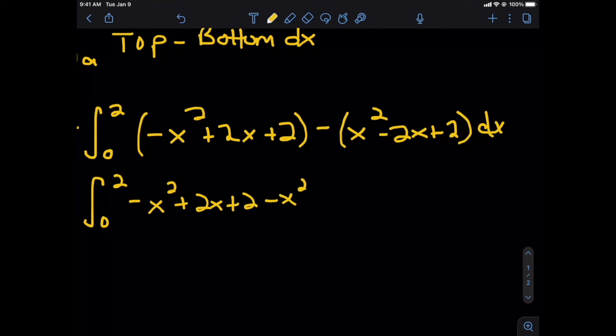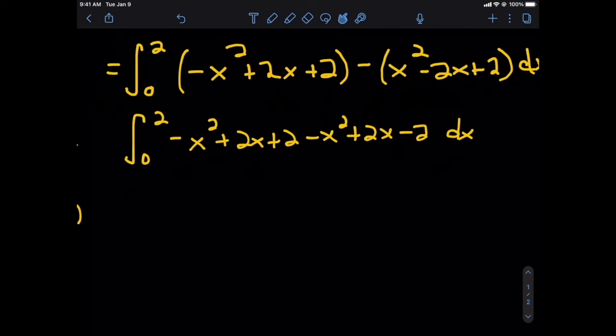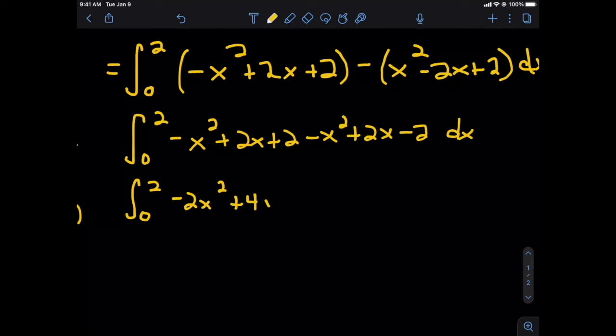We can just get rid of the first parentheses, but then we have negative x squared, negative becomes positive 2x, and then minus 2. And now we combine our like terms. We're going to have the integral from 0 to 2. Then we have negative 2x squared. Our 2x is combined into 4x. And then the 2's cancel each other out, so we're left with just dx.